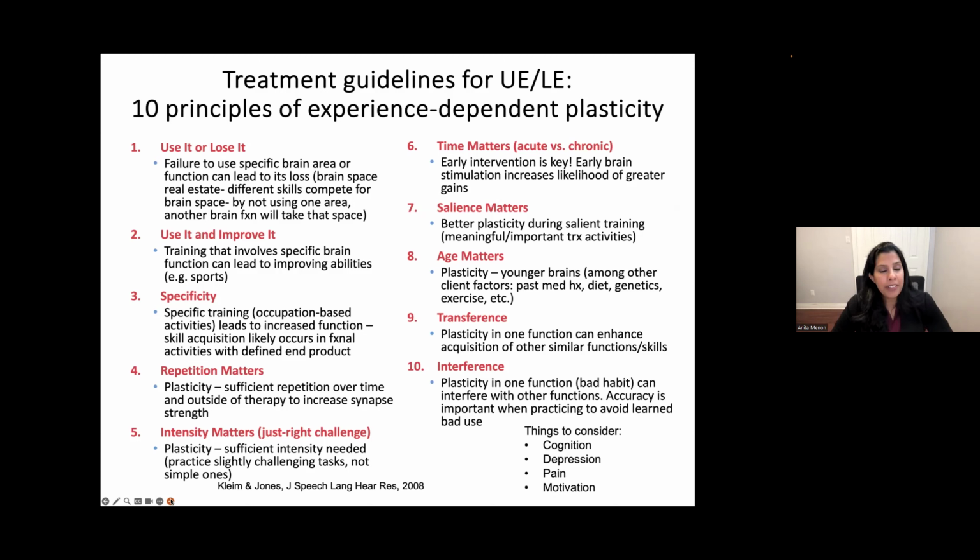If we do not use a particular area of the brain or function, it ends up getting lost. As you saw in the video, those pathways weaken or become thin, and other skills can actually compete for that brain space. Through the rewiring that takes place in the brain, other skills will compete for the brain space that's not being used and might take over. So another brain function will take over that specific space. If we don't use or optimize the brain areas and their functions, it could lead to loss if we don't practice.